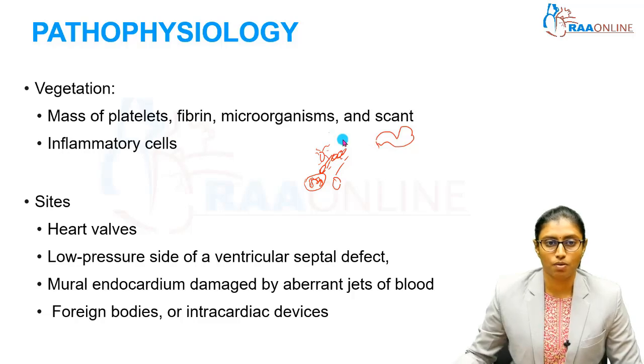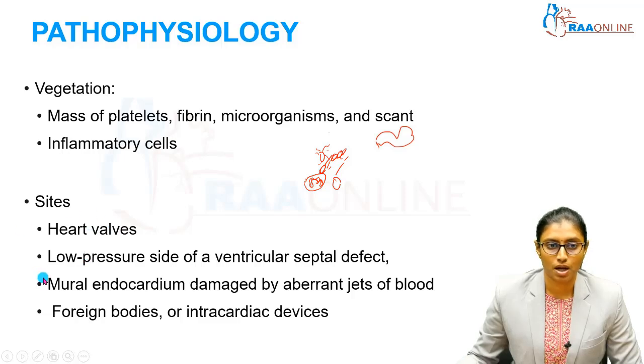These vegetations are found mostly on heart valves in case of a structurally abnormal valve. In a ventricular septal defect, a congenital heart disease or any other structural abnormality, you can see such vegetations forming on the low pressure side of that abnormality. This is due to a change in the force and velocity of the blood falling on the low pressure side. That generates endocardial damage there. Thereby a clot can form over that area, platelets can aggregate, and this is what we call non-bacterial thrombotic endocarditis.